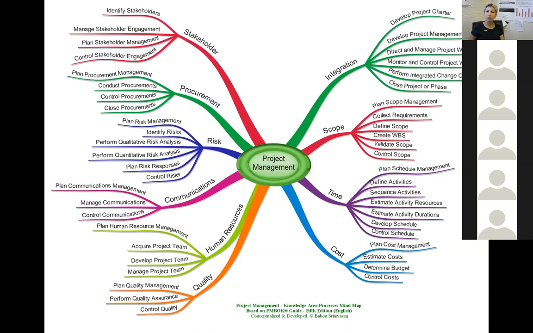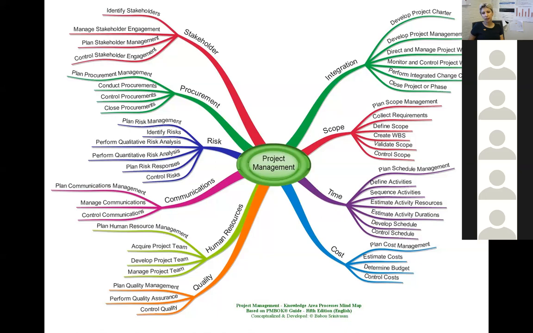Communication is about making sure the right information in the right format is delivered to stakeholders at the right frequency at the right time. So there is a communication management plan you're going to work on. Human resources, we talked a little bit less technically about that. We talked about formal and informal organizational structures, and that's something we'll look at.